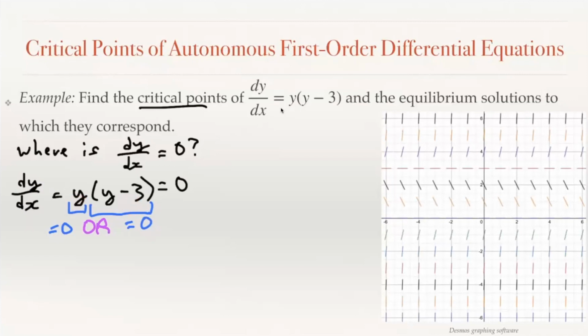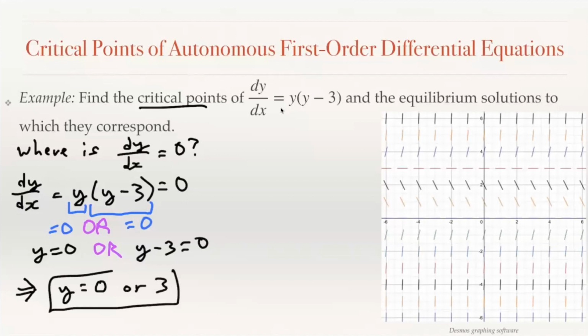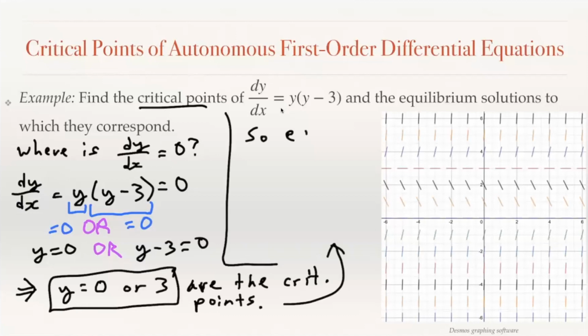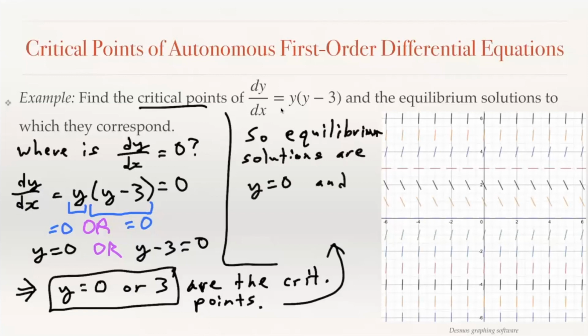So from this, that means that y is 0, or y minus 3 is 0. So y is equal to 0 or 3. These are the critical points. That means that the equilibrium solutions are y equals 0 and y equals 3. Those are the two steady state or equilibrium solutions that we found graphically earlier.